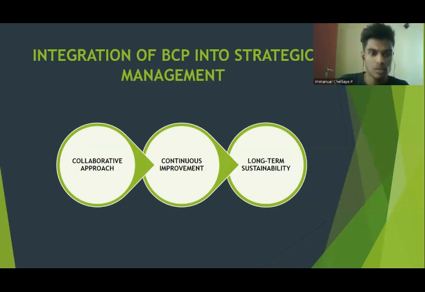So that is all about BCP. In a short word, BCP could be described as a sudden emergency, or simply a drill for an organization. So that's all.